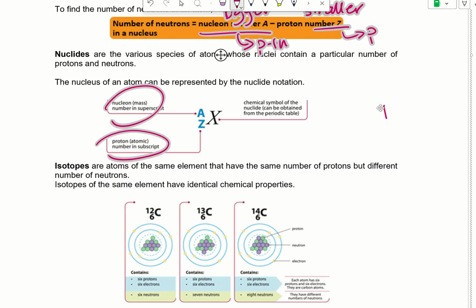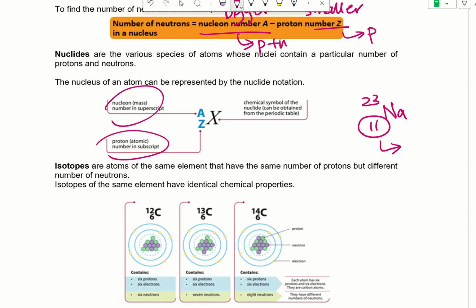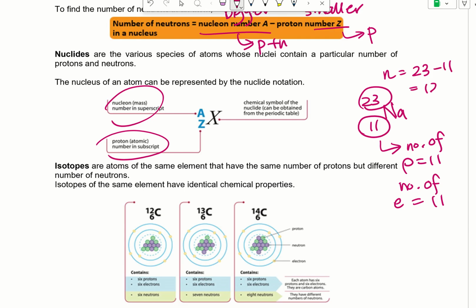For example, I know sodium is 23, 11. This number 11 is actually the number of protons. If I know the number of protons and this sodium is a neutral atom, then the number of electrons will be 11 as well. So how do I find out the number of neutrons? I take 23 minus 11, I will get 12. So I will have 12 neutrons.